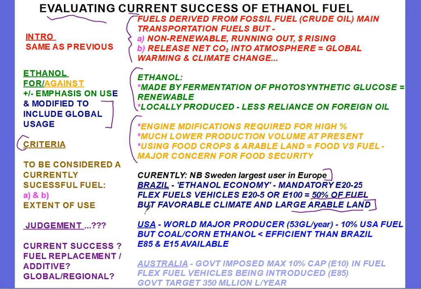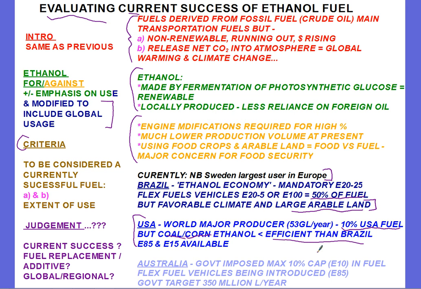USA is actually the biggest producer of ethanol in the world. They produced 53 gigalitres of ethanol, I think, in 2012, and it's actually 10% of all the fuel in the USA, which suggests that the USA uses a lot of fuel. But unfortunately, in America, they actually make their ethanol out of corn, and a lot of the distillation processes, etc., are powered by coal, which means it's less efficient than Brazil's process for making ethanol. In the USA, you've got E85 and E15 available.